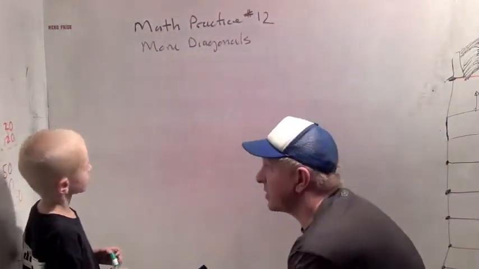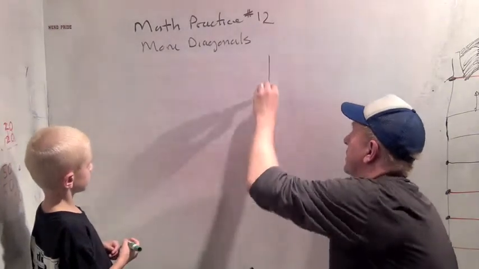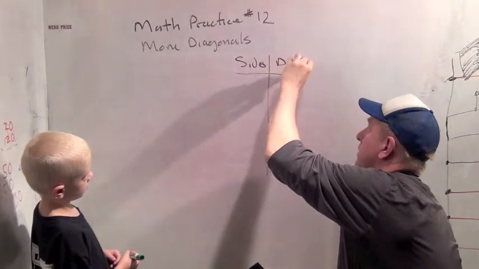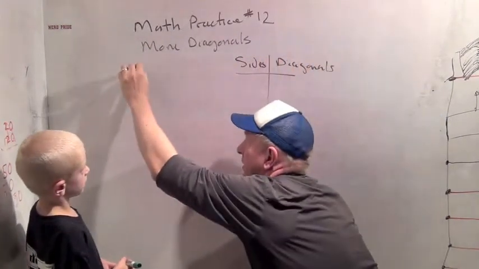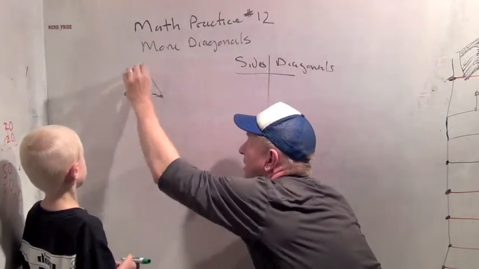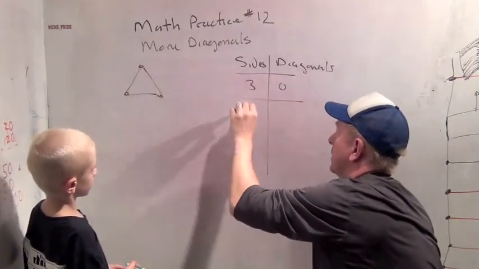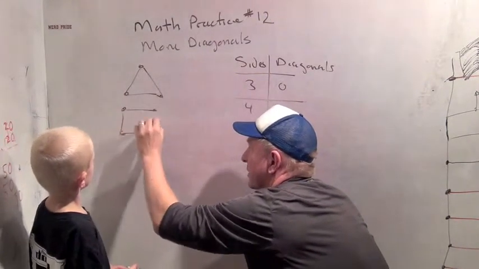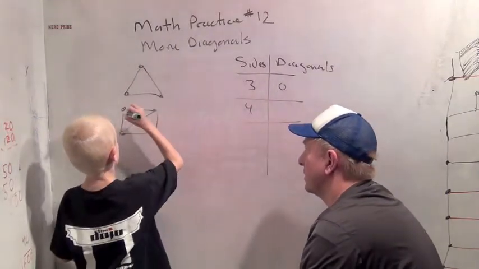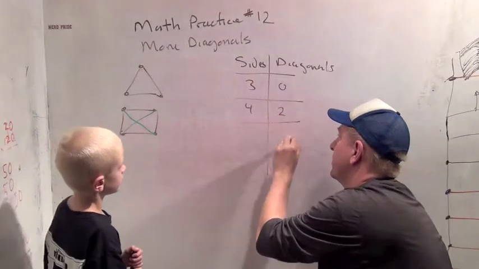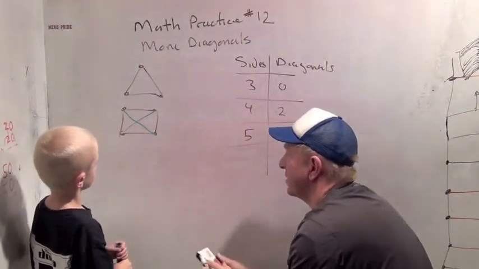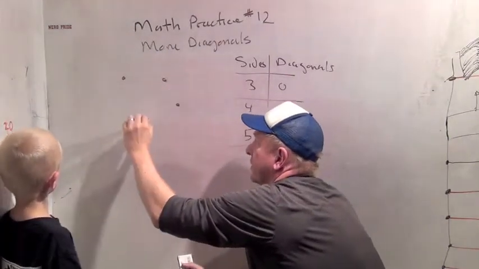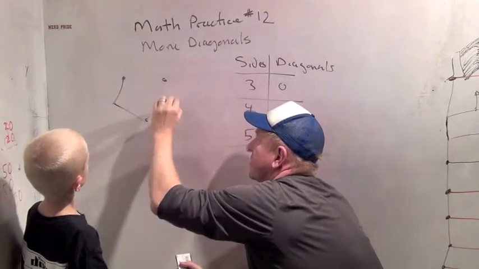Okay, more diagonals. Yesterday we talked about diagonals, and remember we said if we have sides, diagonals. Something with 3 sides has how many diagonals? 0. Something with 4 sides, how many diagonals did this have? This had 1, 2. 2. Something with 5 sides, 1, 2, 3, 4, 5. How many diagonals does this have?